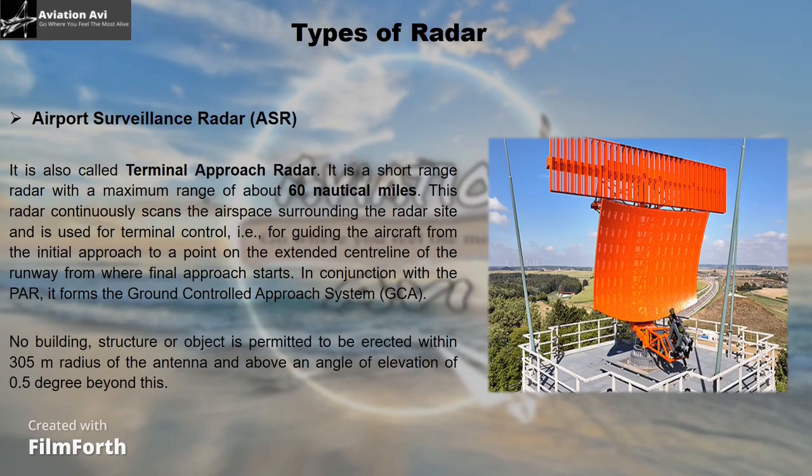In conjunction with the Precision Approach Radar, it forms the Ground Controlled Approaches System, which means the ASR guides the aircraft initial approach to final approach and then the Precision Approach Radar guides the aircraft from final approach to the touchdown, and together this forms the Ground Controlled Approaches. In order to protect the radar from any interference from other signals or interference due to objects present nearby, no building or structure or object is permitted to be erected within 305 meters radius of the antenna and above an angle of 0.5 degrees beyond this.